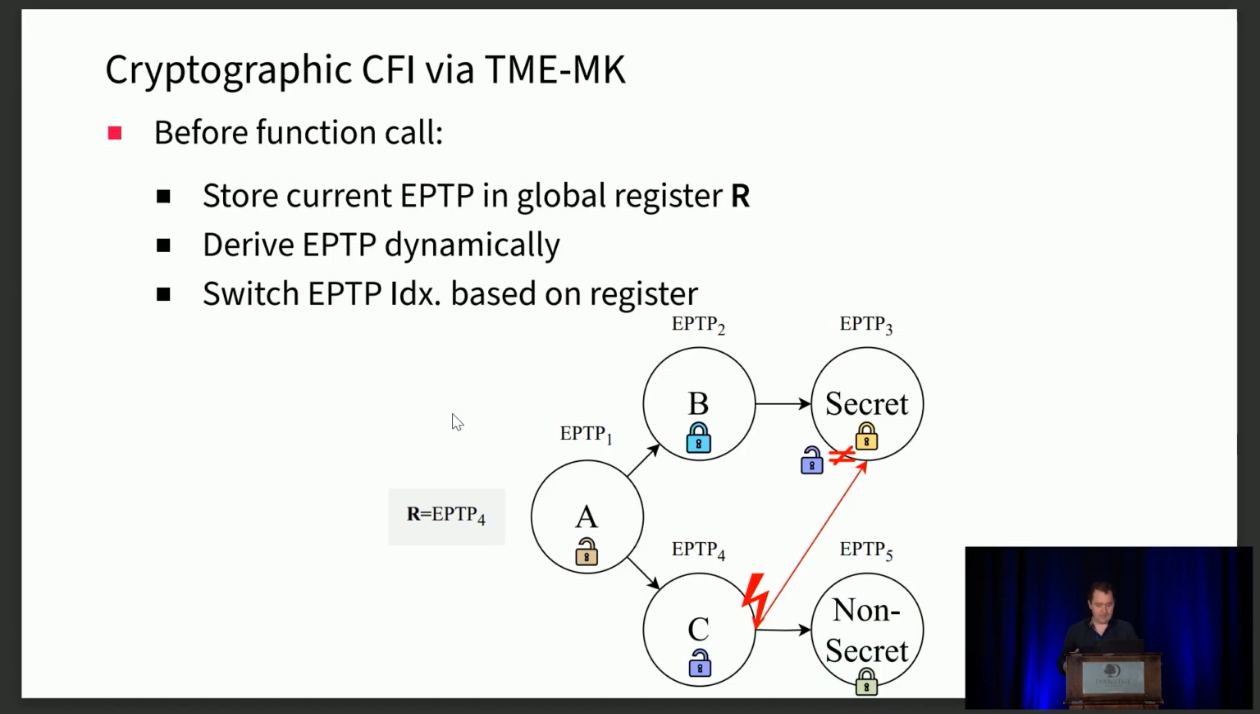All right, if we have a mismatch, so if we jump from function C to the secret function, but we still have this violet extended page table active, and we want to access code with this yellow key, well, we have a mismatch, and this basically means that we fetch garbled instructions.